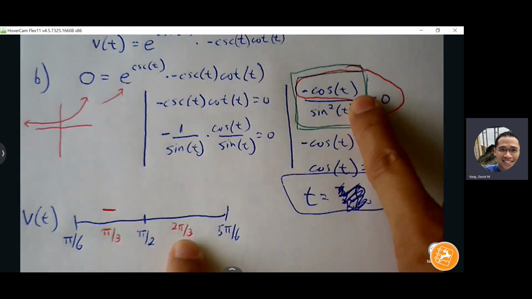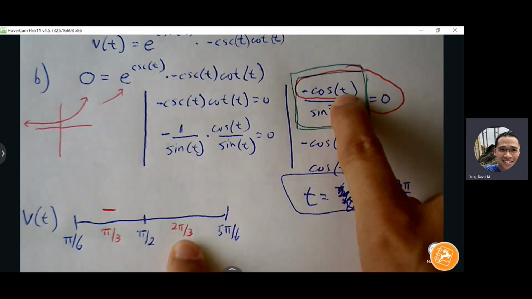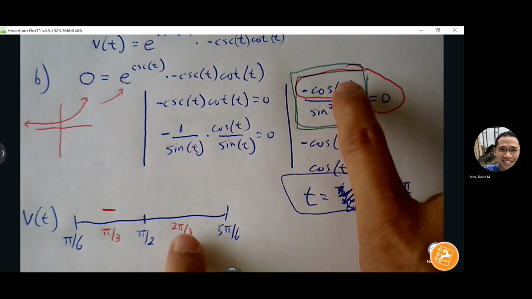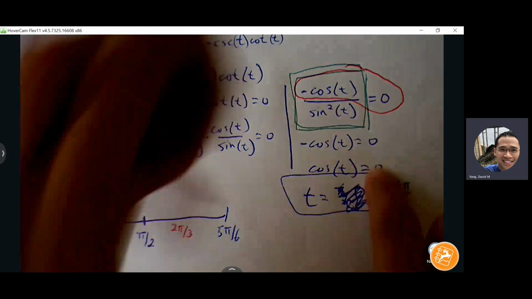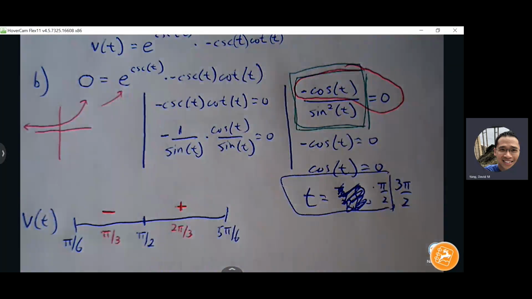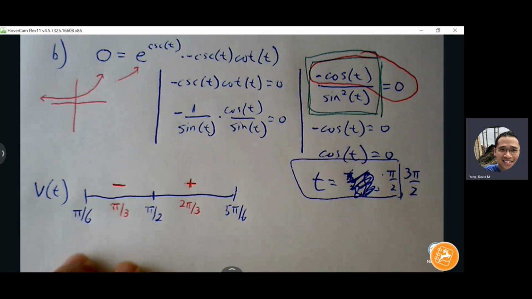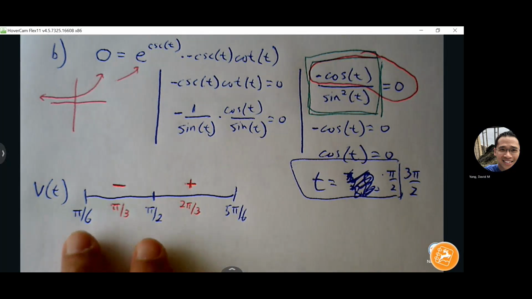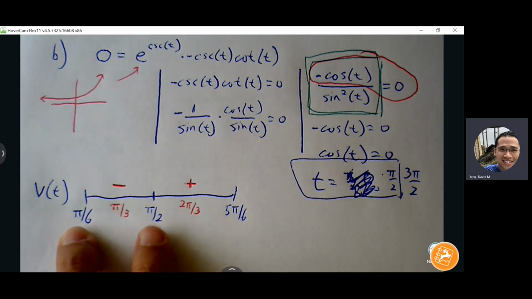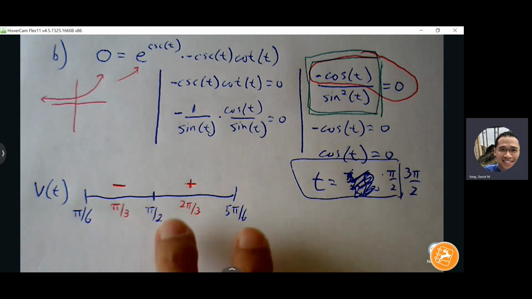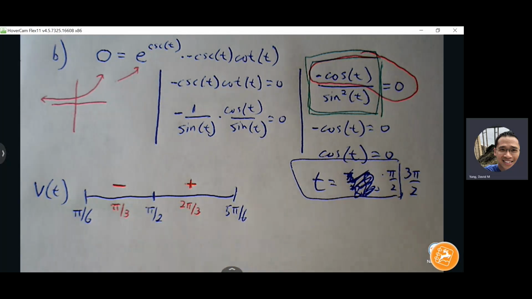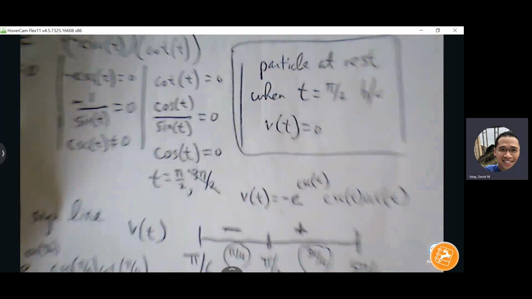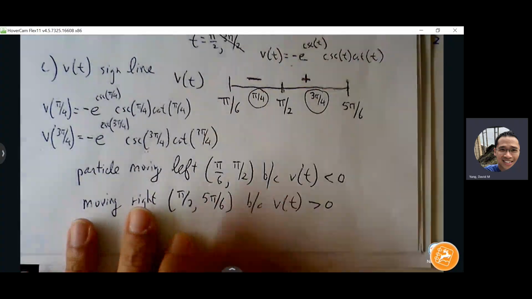Cosine of two pi over three is positive or negative? Negative, with a negative, so that gives me positive. So what can we conclude? That our particle is moving to the left from pi over six to pi over two, and it's moving to the right from pi over two to five pi over six. Yeah. And the reasoning is because velocity is less than zero in the first interval, and velocity is greater than zero in the second.